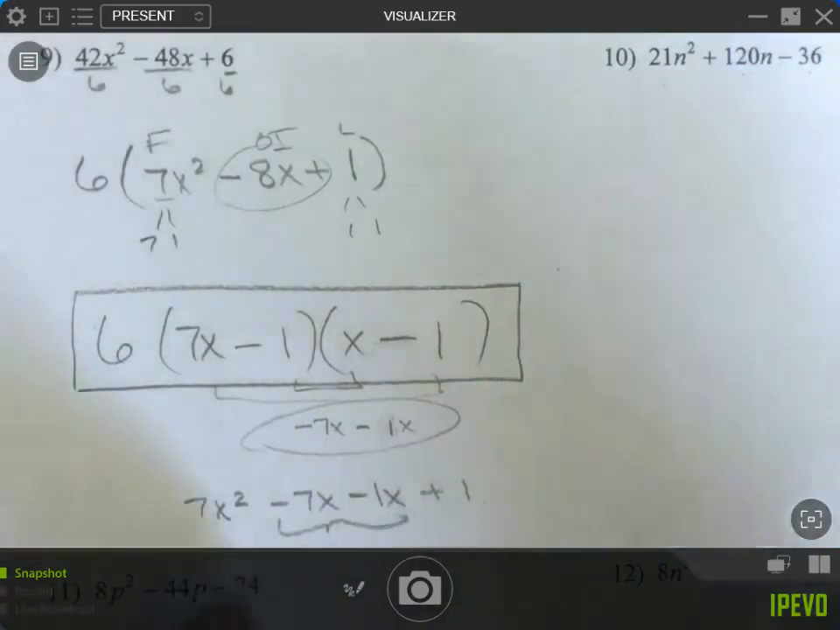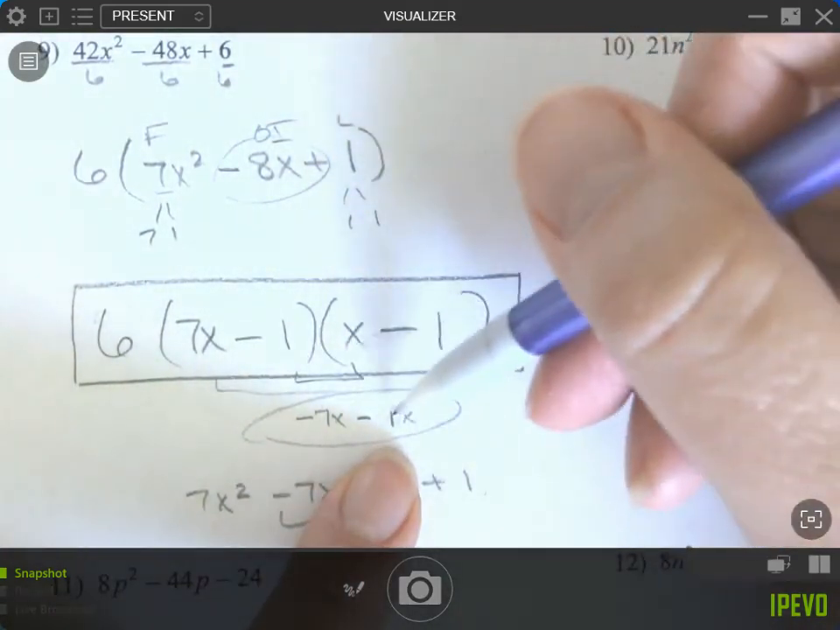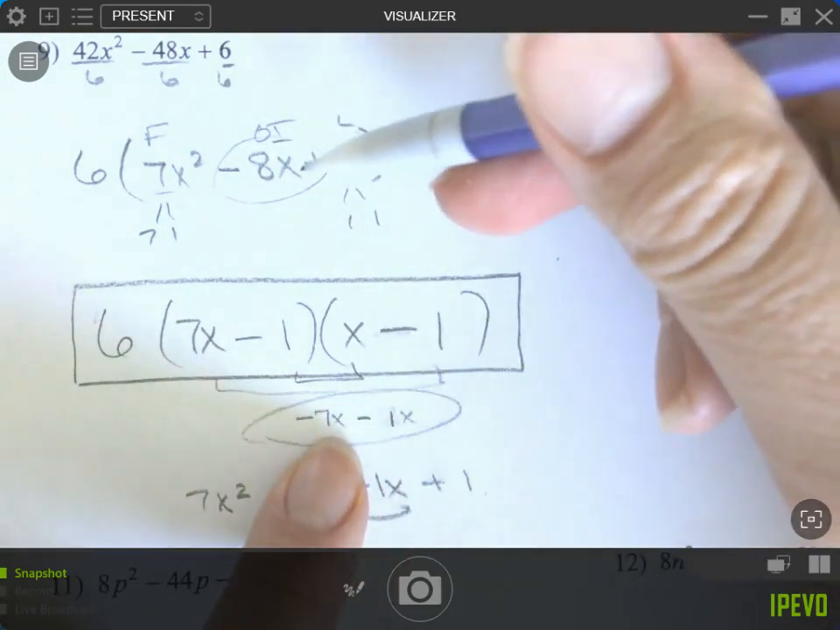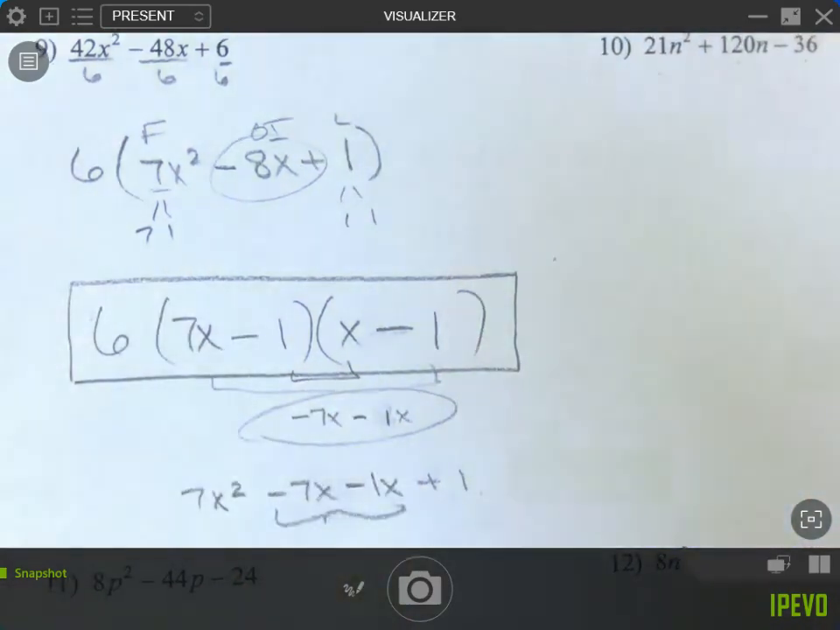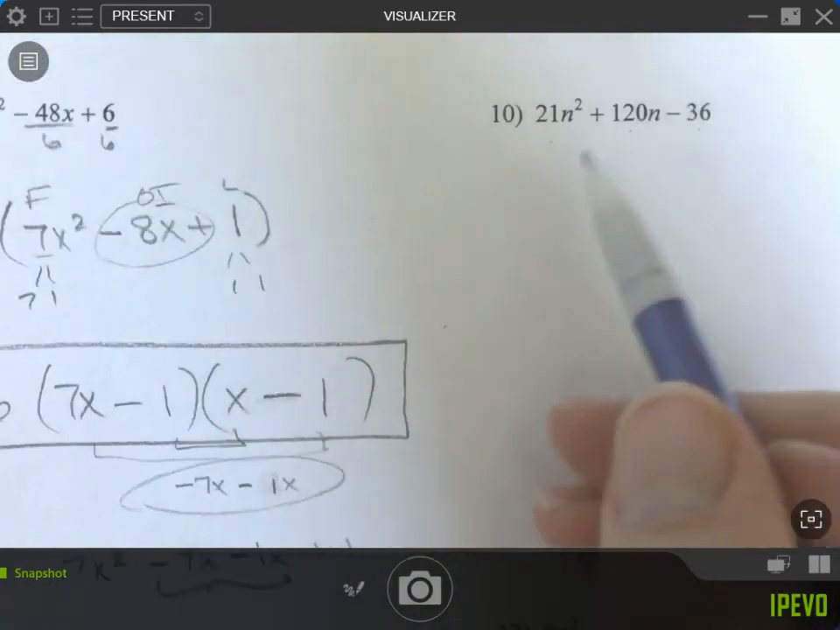So we just caught a mistake I made. When I was saying the outside was negative 7x and the inside was negative 1x, I mistakenly wrote 8x. Negative 7x and the 1x do add up to negative 8. I did have a wrong number written there. Okay, so when I'm looking at this one, jump back to this one because I paused that.